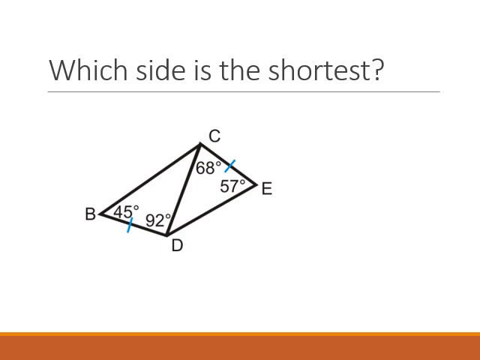Again, using the Hinge theorem, which side is the shortest side? So I need to know what the angles of my triangles are. In triangle BCD, I've already got 45 plus 92, which is 137. And 180 minus that is 43. So this is 43.